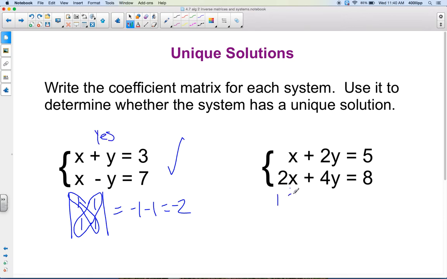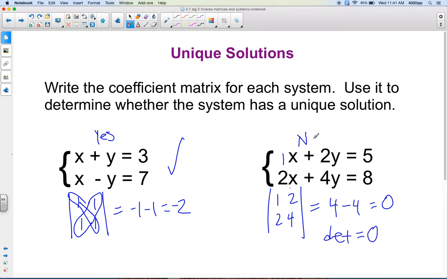This one is 1, 2, 2, 4, writing down the coefficients. Finding the determinant, 1 times 4 is 4, minus 2 times 2 is 4, which is a 0. So since the determinant is 0, this does not have a unique solution. No unique solution here.